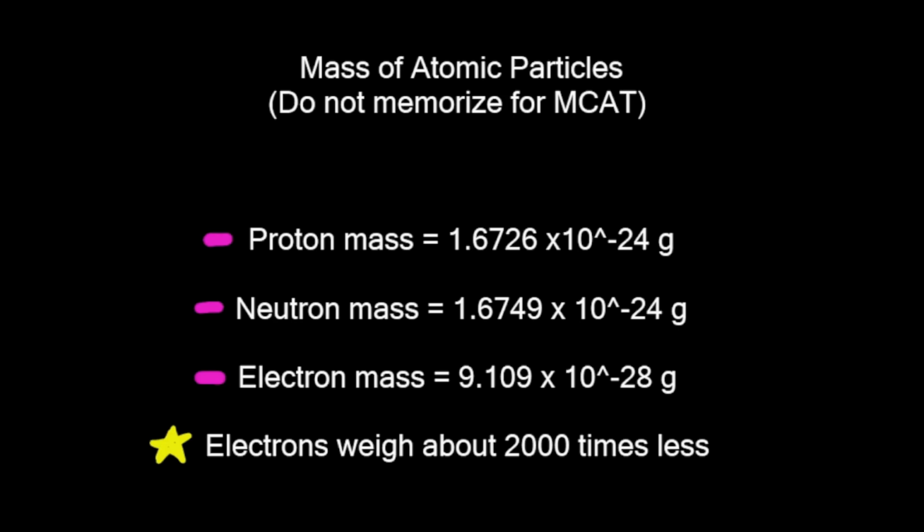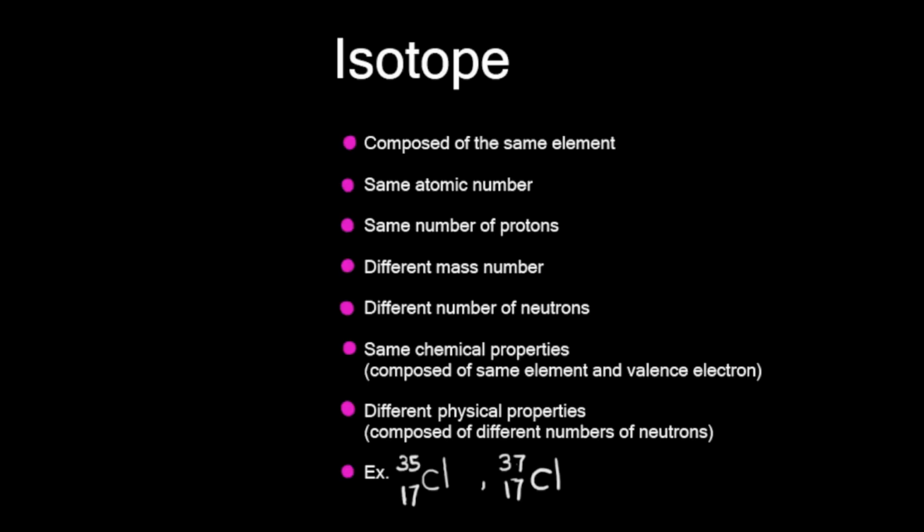On this slide, note the mass for a proton, a neutron, and an electron. Protons and neutrons have roughly the same mass, while an electron weighs about 2,000 times less than the mass of a proton or a neutron. Now, you do not need to memorize these values for the MCAT. They are shown here just to help you get a sense of how the masses of atomic particles compare to each other. Here, we are going to explain isotopes in more detail.